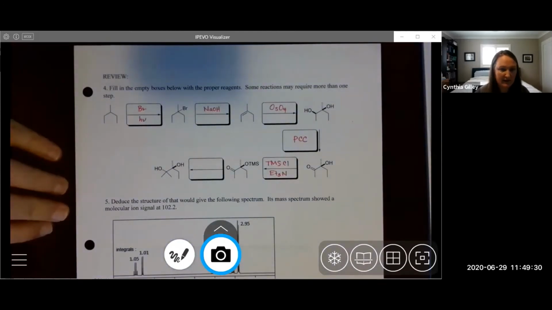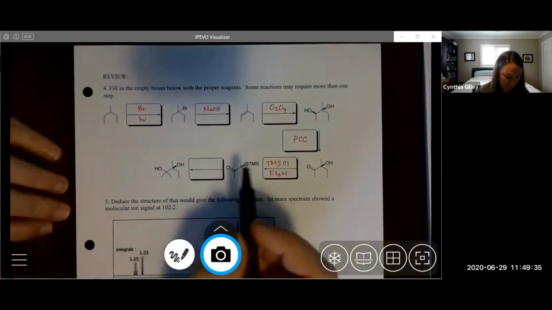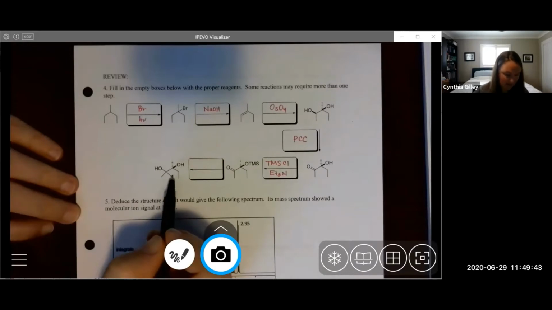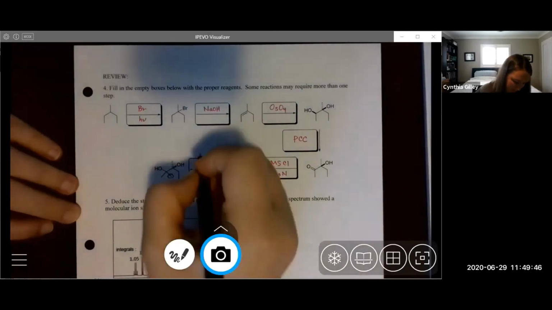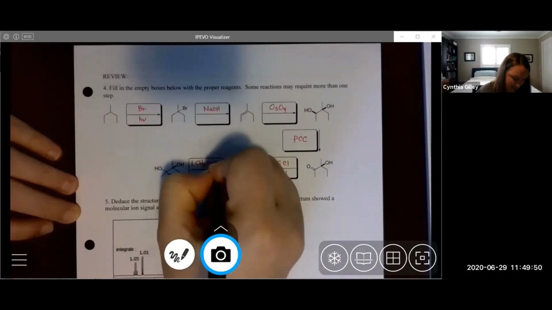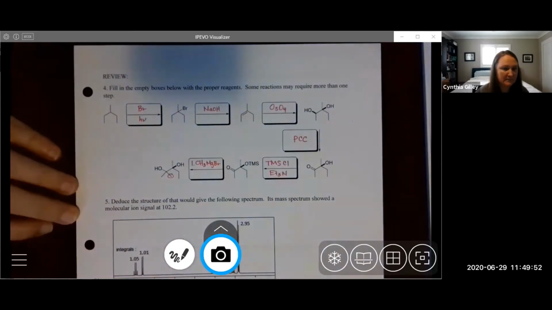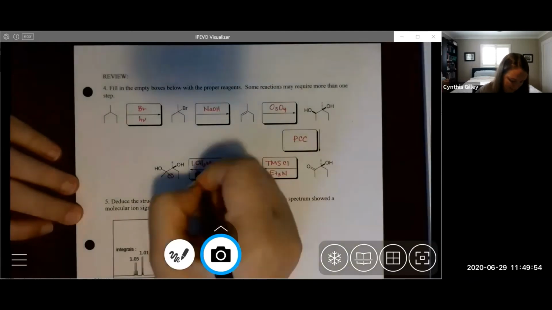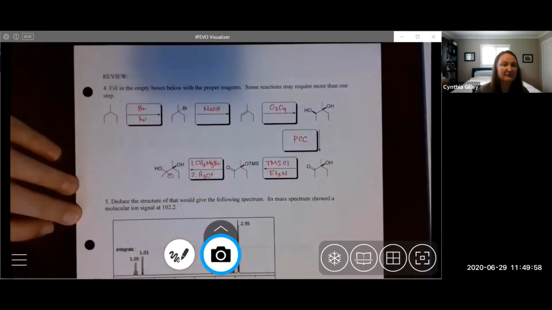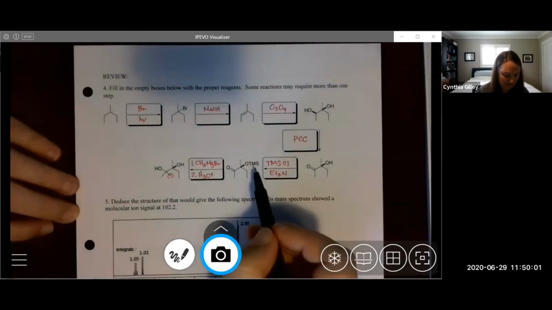And then it looks like we want to remove the TMS and then add in this extra carbon. I think that's the critical part, right? Getting ready for this Grignard reaction, add in a carbon. So, right, they're just adding in a methyl, so we use methyl magnesium bromide. And then we just do an H3O plus workup. That will likely take away the TMS.